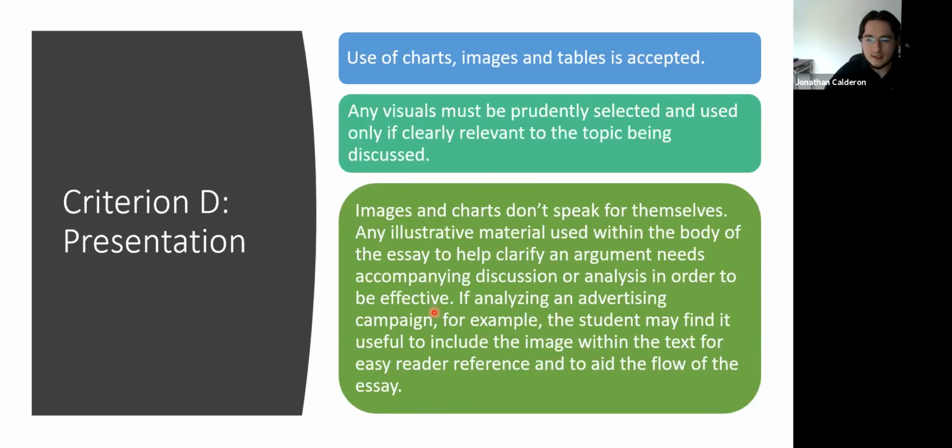So it says here, if analyzing an advertising campaign, for example, the student may find it useful to include the image within the text for easy reader reference and to aid the flow of the essay. So again, for example, in Claudia's example, if you're describing Spider-Man's suit, it would be easier to also include the image that you're describing, okay? Because then you can save words basically and not try to do linguistic gymnastics, as I like to call it, to describe something that is abstract, okay? So you just can say, look at the head, and the head that has this particular design, period. And you don't have to describe the design and blah, blah, blah, okay?